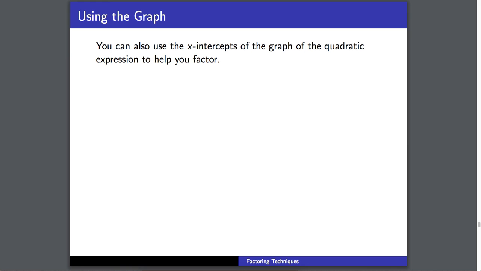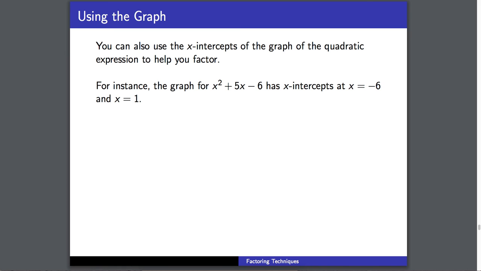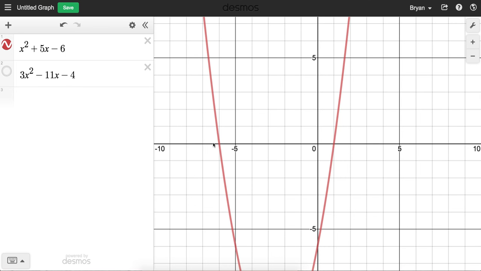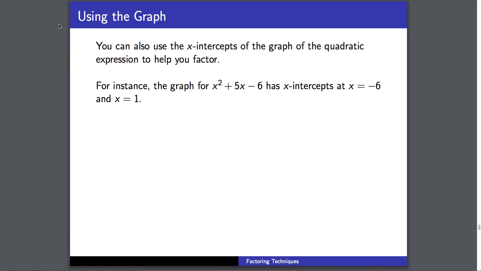So you can use the x-intercepts of the graph of a quadratic expression to help you factor. So for instance, if we look at the graph of x squared plus 5x minus 6, it has x-intercepts at x equals negative 6 and x equals 1. So looking at that graph, here we have an x-intercept of negative 6 and an x-intercept of 1. Now we're going to use those values to help us factor.